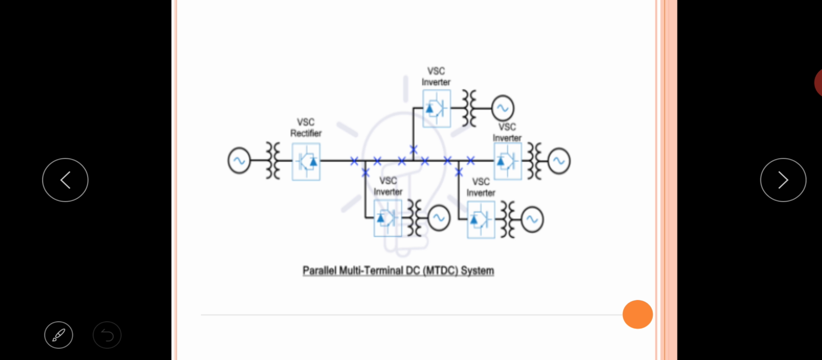Here it is an advantage that if any one of the lines fails, it will just result in the isolation of that circuit alone. Here if it fails, then it will isolate this circuit alone and the current through the other circuit is retained.